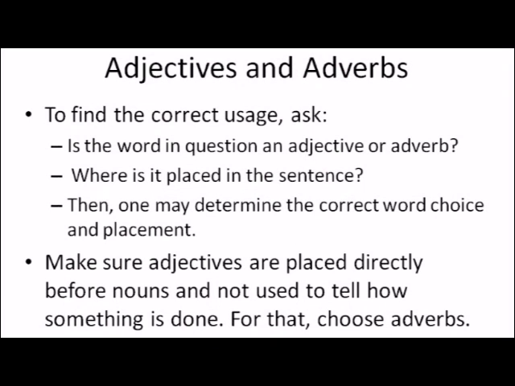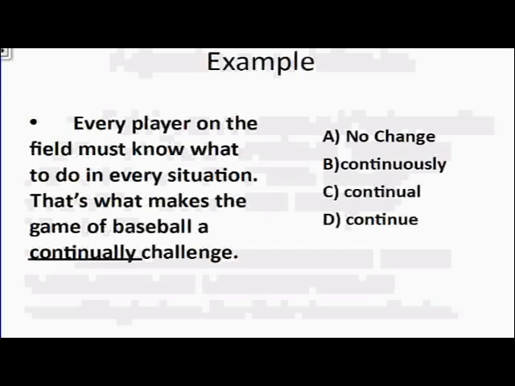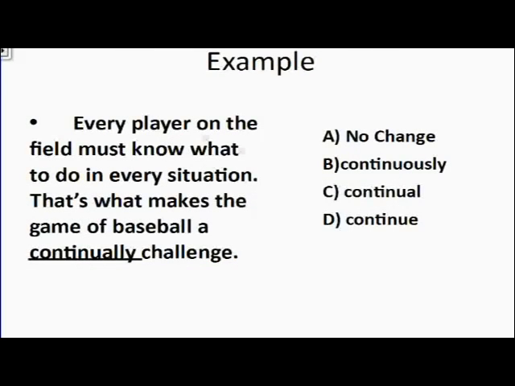Now, to find the correct usage, a couple things you should ask yourself. First, is the word in question an adjective or an adverb? Where is it placed in the sentence is the second thing. From those two things, you should be able to determine the correct word choice and placement. You always want to make sure that adjectives are placed directly before the nouns and are not used to tell how something's done. Those are the two things that we just reviewed. Let's look at an example.